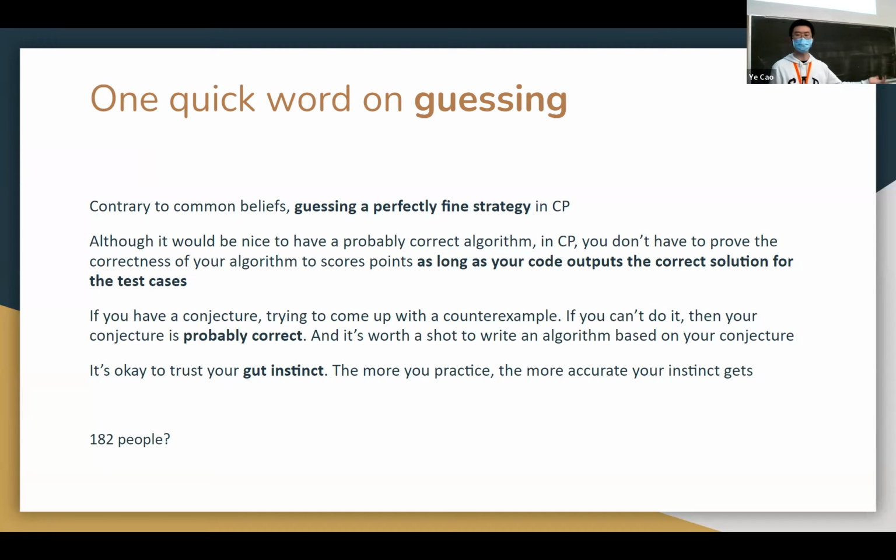You'll get the credit for the problem as long as your code produces the correct output for all the test cases. So if you have a conjecture, try to come up with a counterexample to overthrow it. If you cannot do that, then maybe your conjecture is just correct. It's just hard to prove. So, general rule of thumb, it is okay to trust your gut instinct. And the more you practice, the more accurate your gut instinct will become.